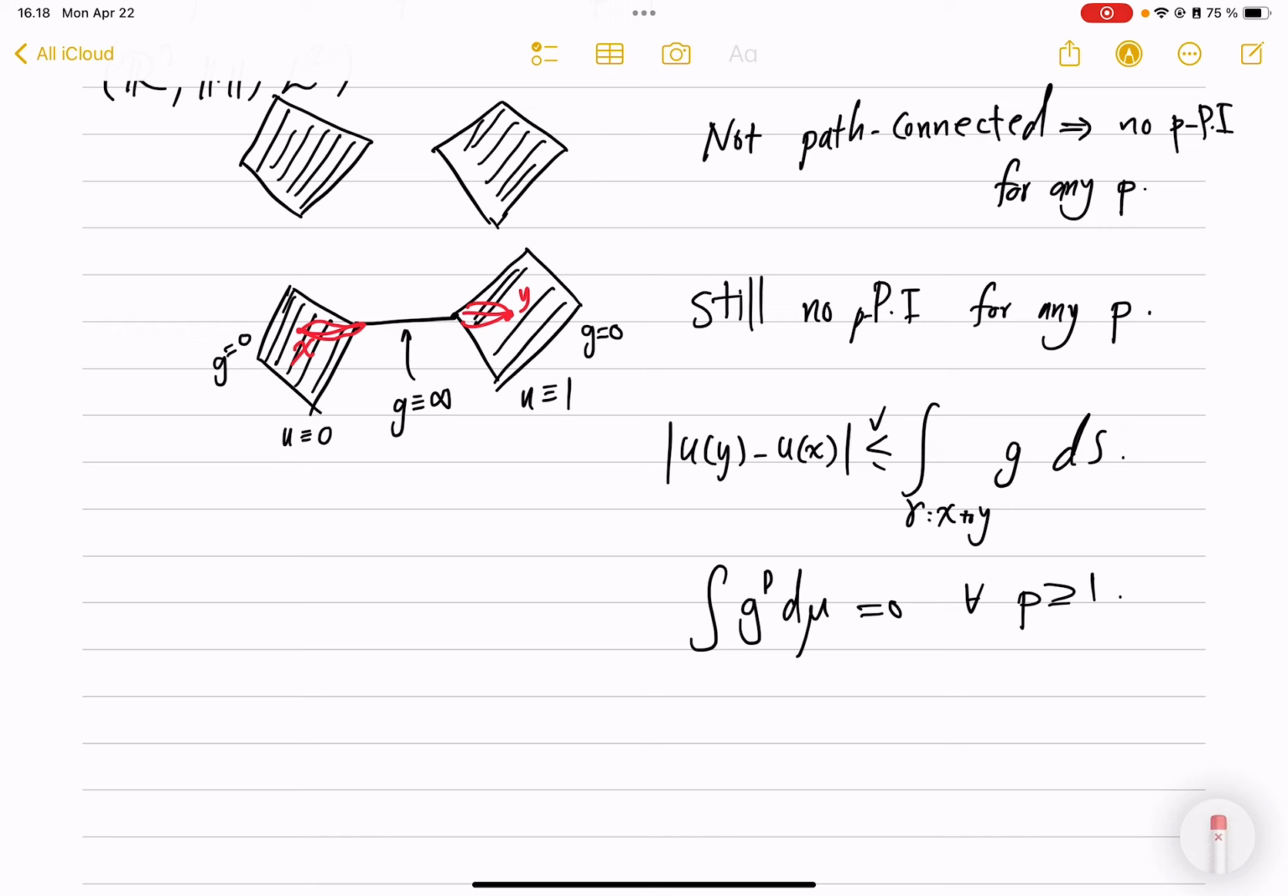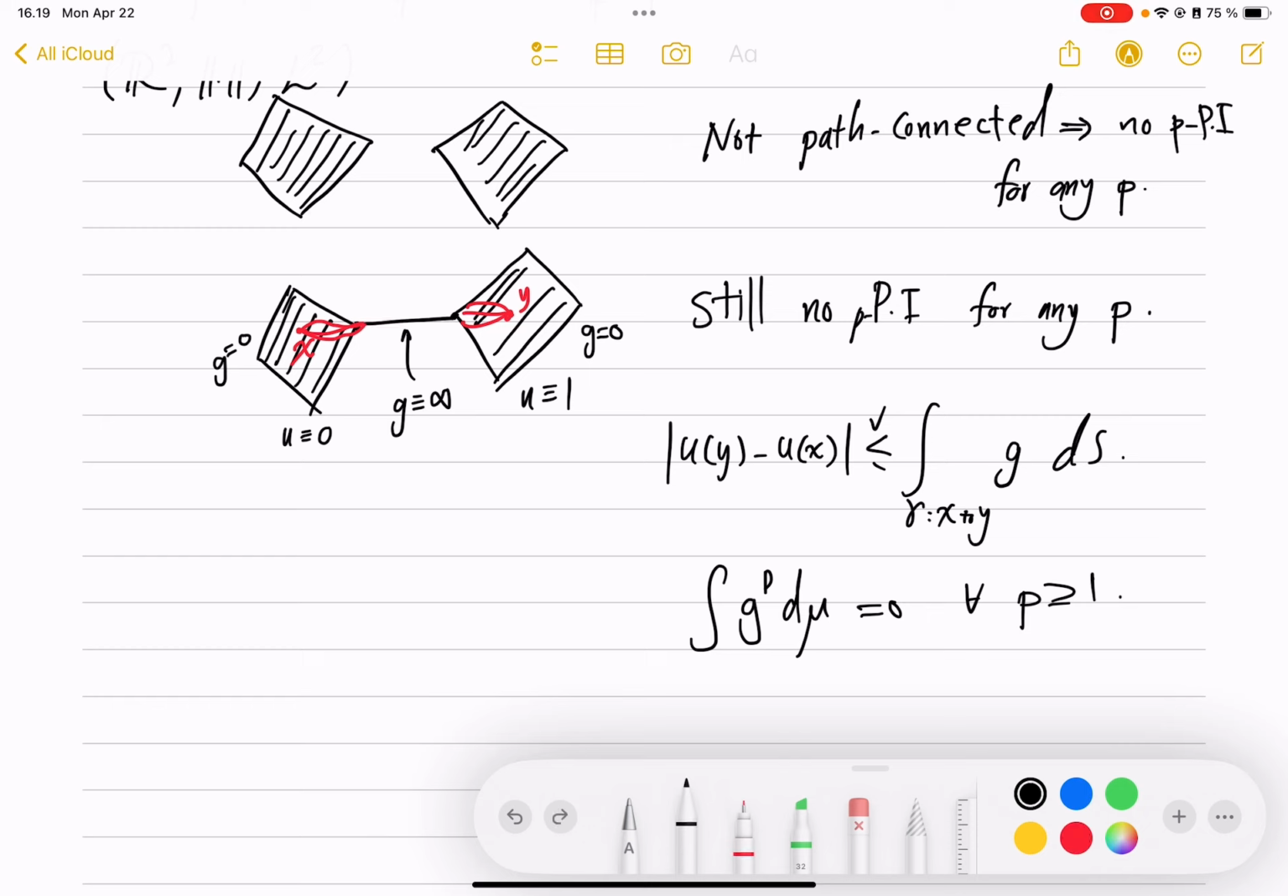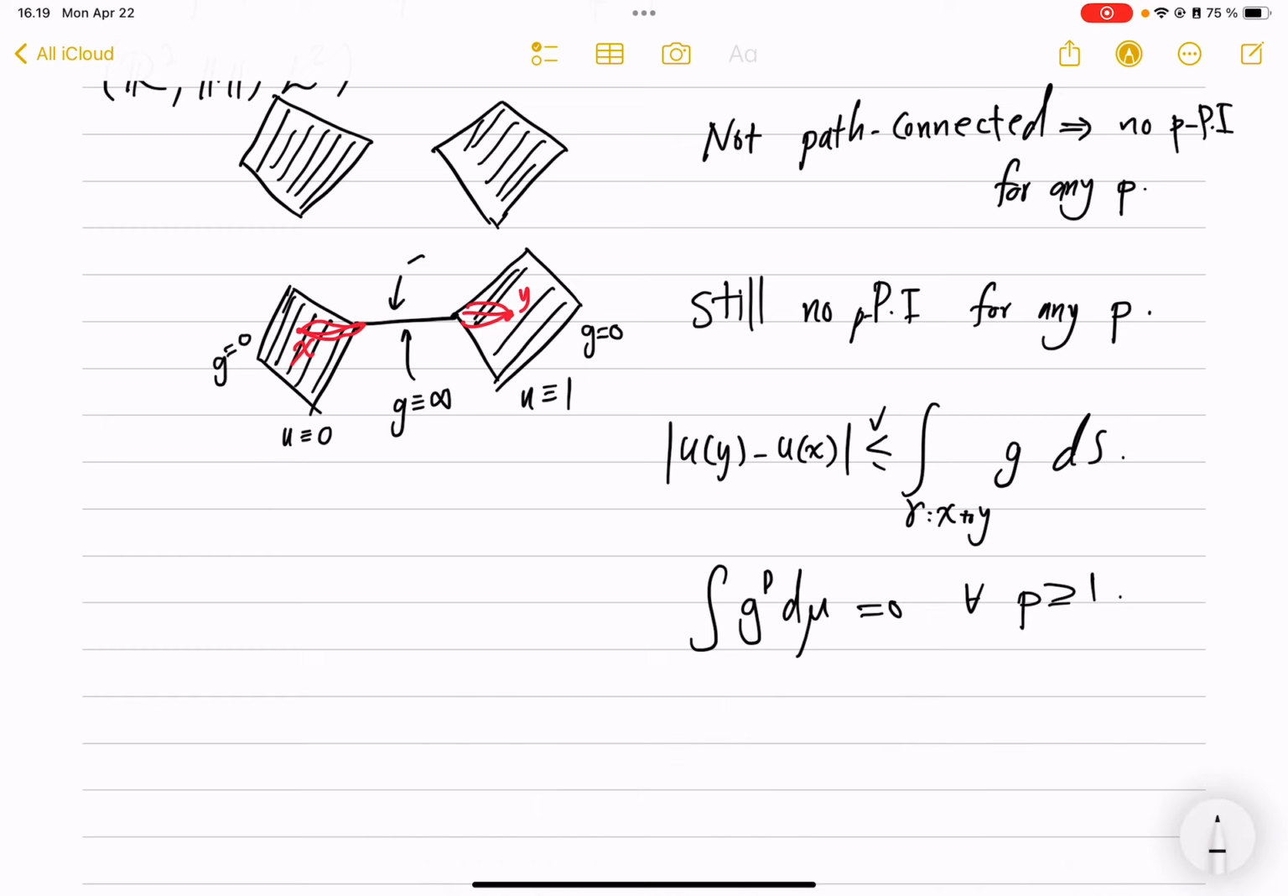So anytime you can have a set of 0 measure, in this case, sorry about that. So in this case, this set is measure 0, and an upper gradient supported on that is enough to give us an upper gradient, then we won't be able to have a Poincare inequality for the exact same reason.